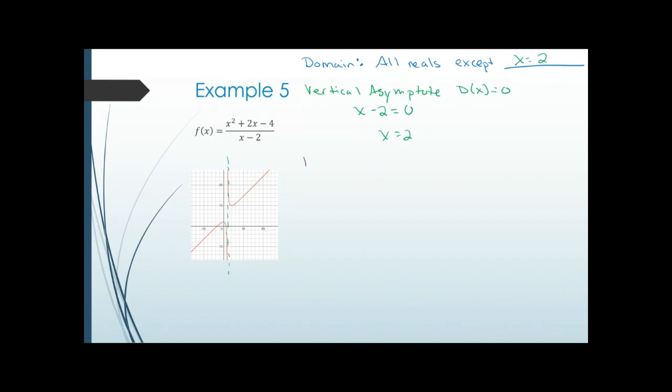Now, the degree of the top, the numerator, is 2, and the degree of the denominator is 1, because it's linear. So the degree of the top is greater than the bottom, and this means we need to do long division, or we can do synthetic division. Here we can do synthetic division because we're dividing by x minus a number. So we are going to do synthetic division.